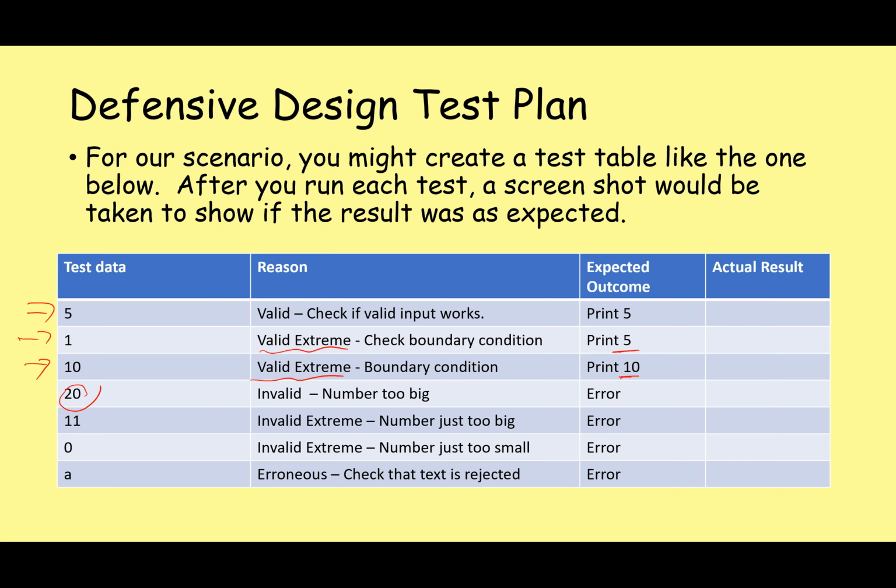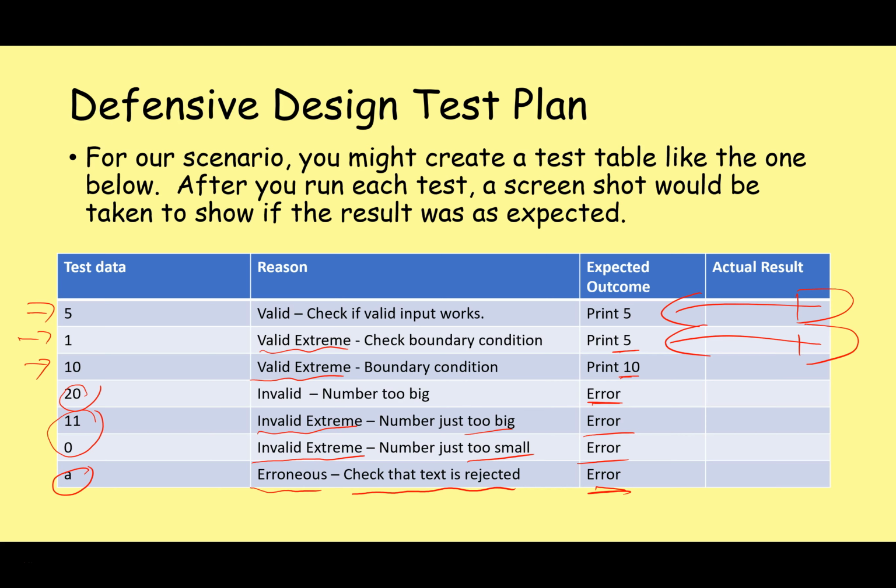20 is an invalid number. It's just too big. So we'd expect an error message to be printed. 11 and 0 are invalid extreme. We've got numbers that are just too big and too small, and these should be rejected by our program. As should the letter A. This is erroneous. We want to check that the text is rejected and again produce some kind of error message. And of course our screenshots that we're going to stick in there should hopefully match our expected outcomes.